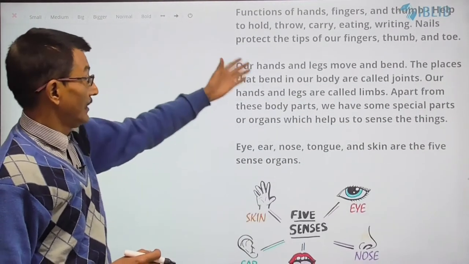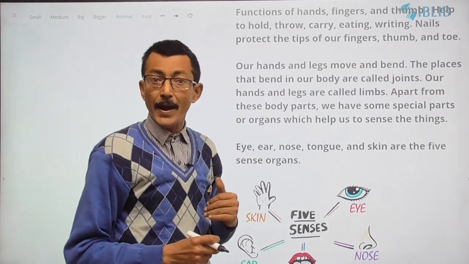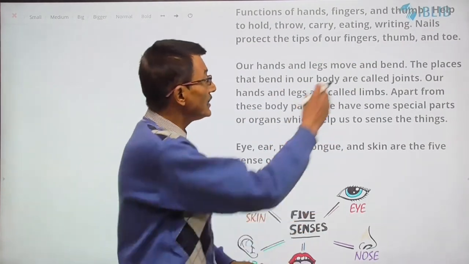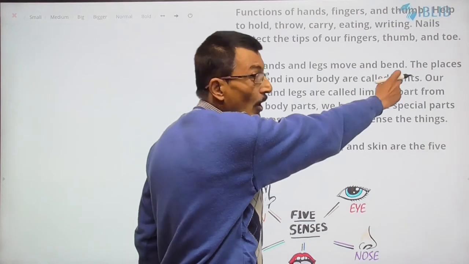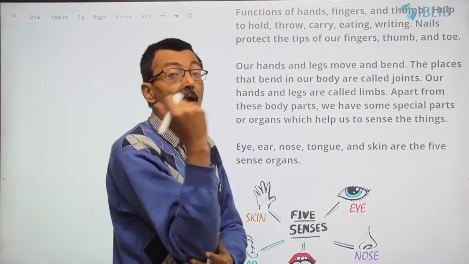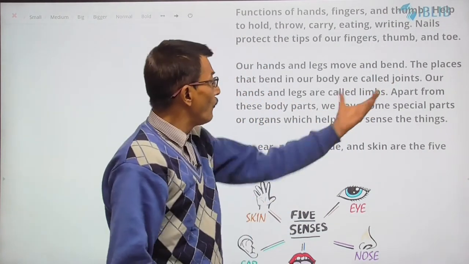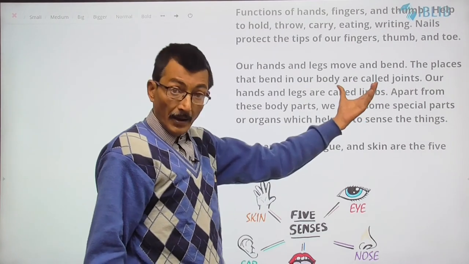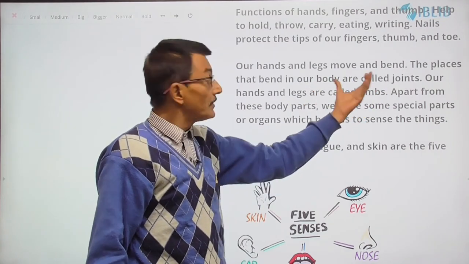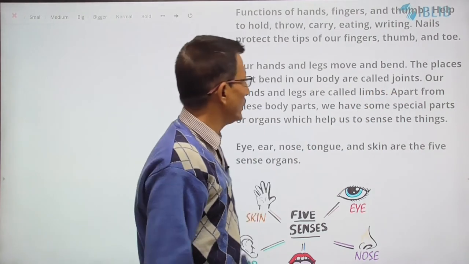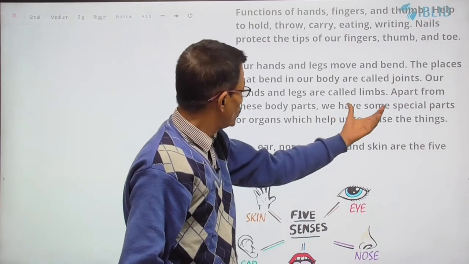Our hands and legs move and bend. How? This is because of the joints. There are some places in our hands and in our legs where the arms or the legs bend. These are called elbow and knee joints.